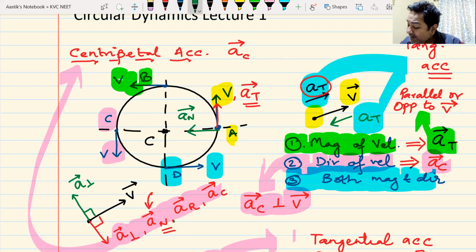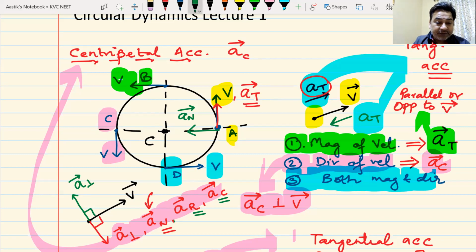It is known as radial acceleration, A_R, because it is along the radius, or it is radially inward. So along the radius of the circle, and therefore it is known as radial acceleration. It is also known as centripetal acceleration because it is towards the center. Centripetal means center seeking, towards center. And that is why it has got four names: A perpendicular, A normal, A radial, or A centripetal.